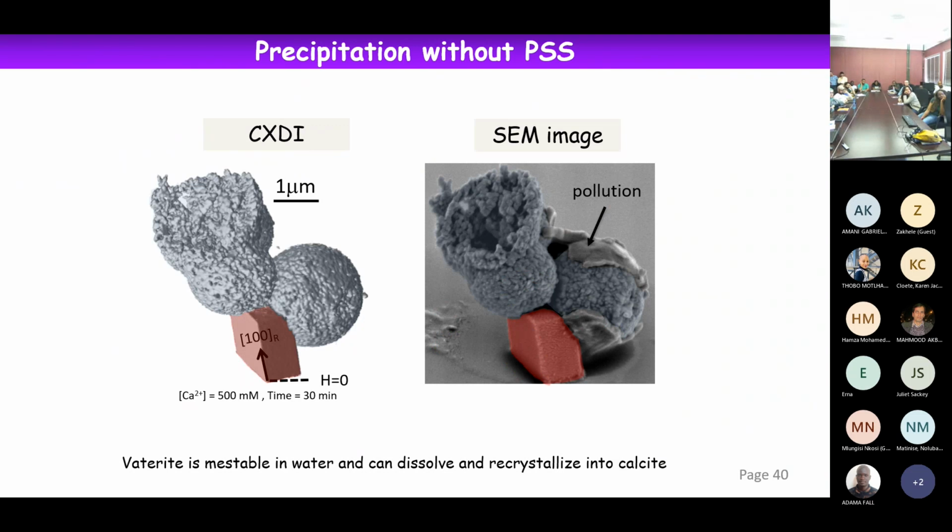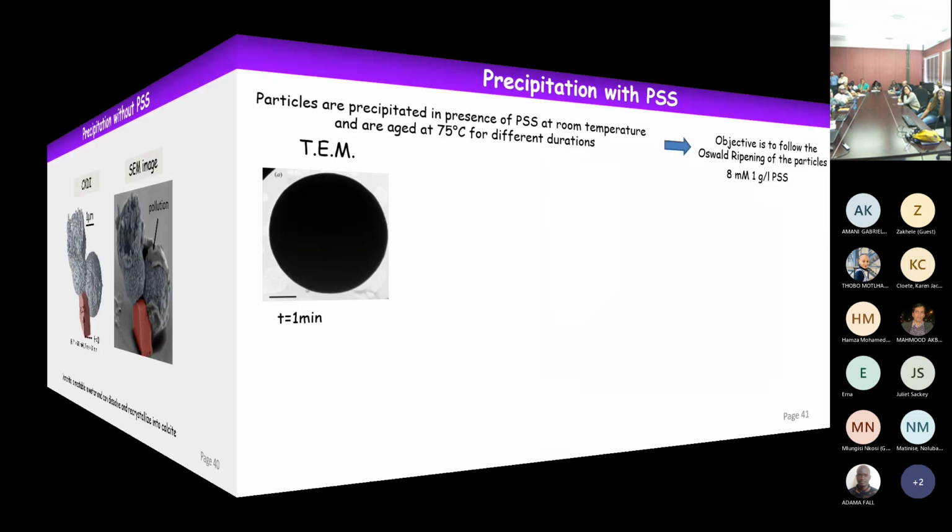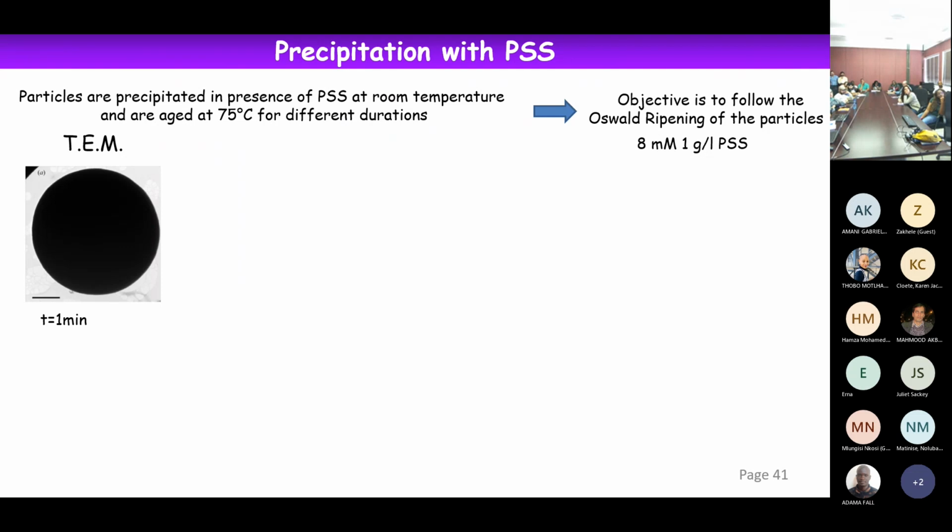Okay, and if you do electron microscopy on the same sample, that's what you get. So you see, this is coherent diffraction imaging. This is what you do in electron microscopy. Of course, there is pollution because you have to deposit some gold on top of it to do the electron microscopy, but you see, it's exactly the same. So it tells you that the reconstruction that you can do with coherent diffraction imaging is correct. Okay. So what we did the same, but now in presence of PSS.